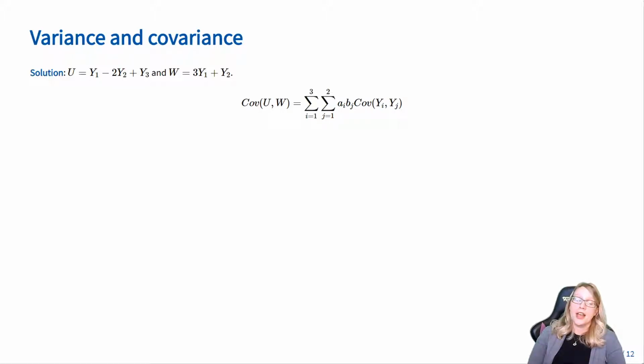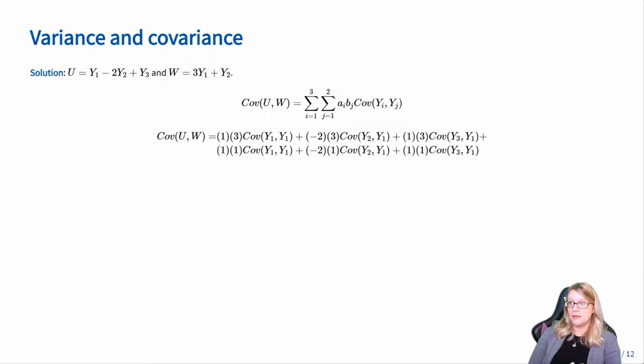Now we'd like to find the covariance between two linear combinations. We have U and we have W, W being 3 times y1 plus y2. We'll find this by taking the sum over all pairs of yi and u and yj and w. So we have 6 terms that will go into this.